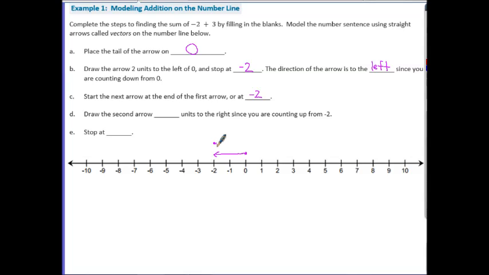Draw the second arrow. Now we want to add 3, so we're going to go 3 units to the right since you're counting up from -2. So let's go up 3 units. 1, 2, 3. And that leaves us stopping at 1. So here we know that this represented the -2 and this represented the 3.